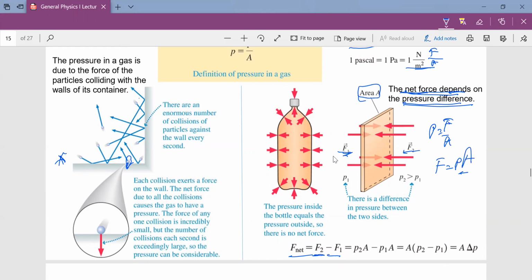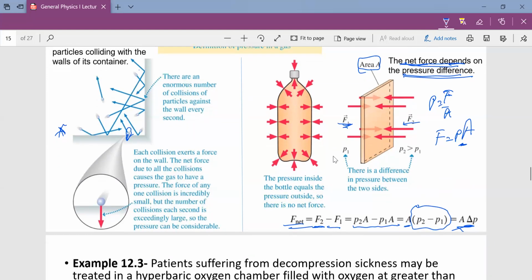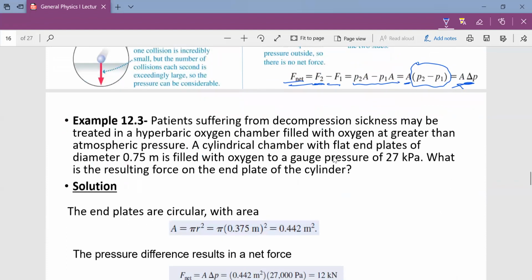So the difference in pressure is what determines the net force. It will be the pressure on 2 minus that of 1, multiplied by the area. The area did not change, so we bring that out and get the difference in pressure to give you the net force. Net force, therefore, is equal to area multiplied by change in pressure.